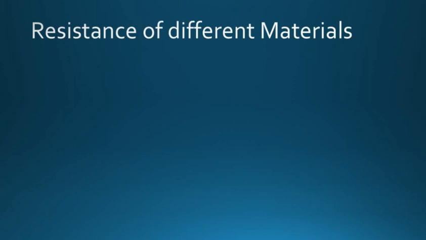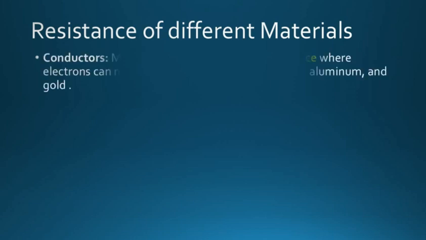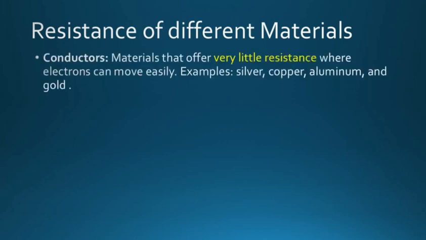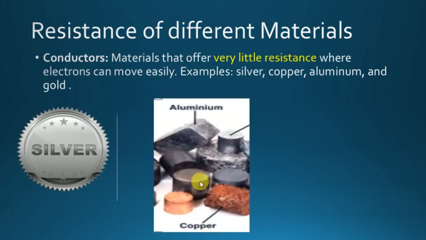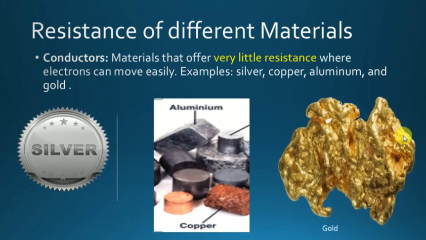Now let's discuss the resistance of different materials. They are in broad 3 categories: conductors, semiconductors, and insulators. Conductors are those materials that offer very little resistance, where electrons can move easily. Here I have shown materials in raw form: silver, aluminium, copper, and gold.